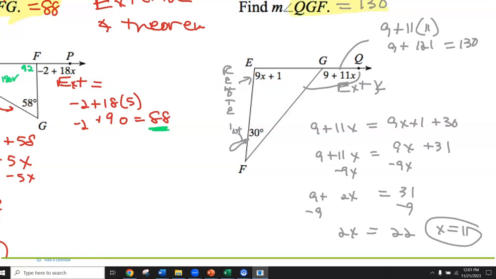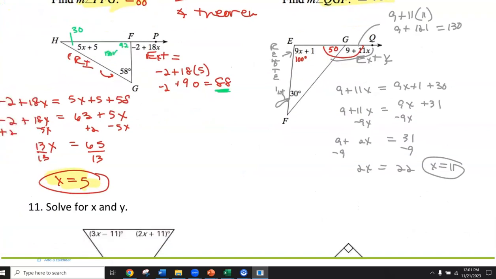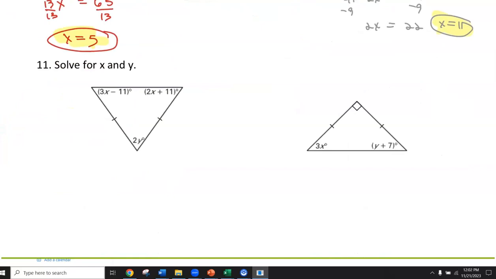But I can play around a little bit. If that's 130, then that means its supplement right next to it has to be 50, because that's a linear pair. 50 and 30 is 80. I'm assuming that's going to be 100. Let's just check. 9 times 11 is 99 plus 1 is 100 degrees. It all checks. Okay, so I found what I needed to, but I also verified my work by plugging in and solving for other angles.